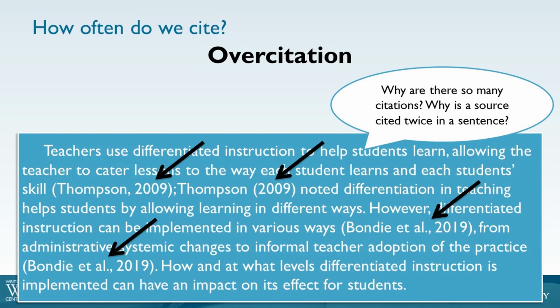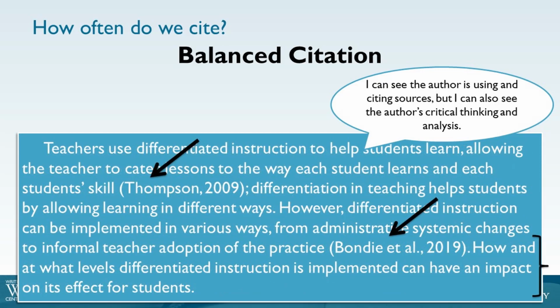Notice how we've taken the previous paragraph and added too many citations. Each sentence has a citation, and one sentence has two citations. It can be overwhelming and distracting to the reader to see so many citations in one paragraph. So APA wants us to also avoid this example of over-citation. Now let's return to our example of balanced citation.